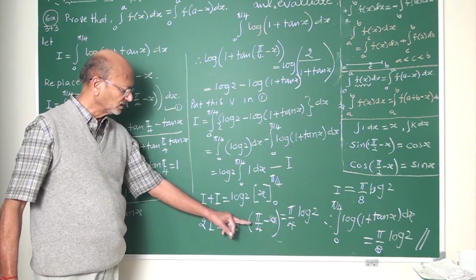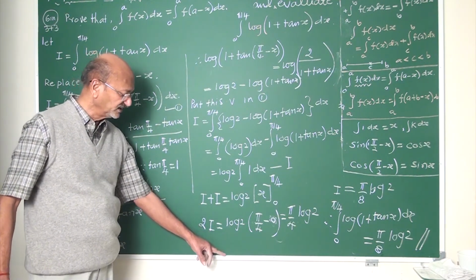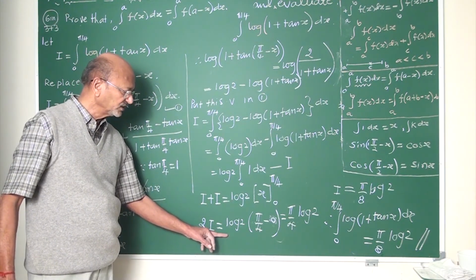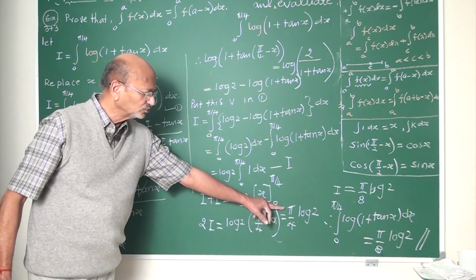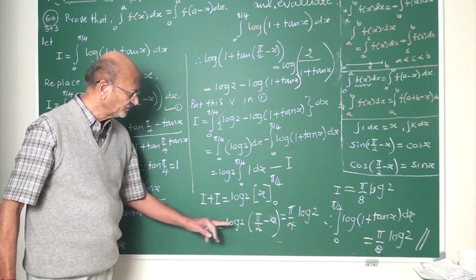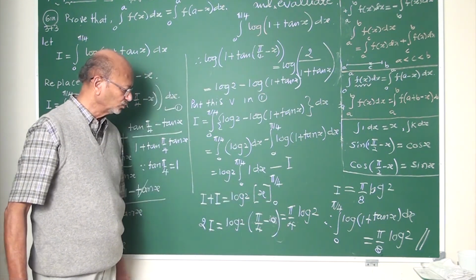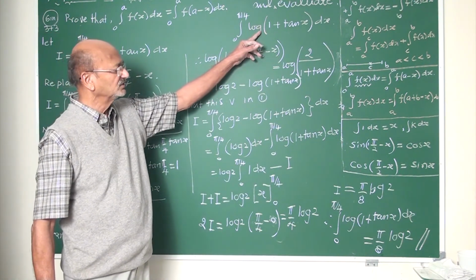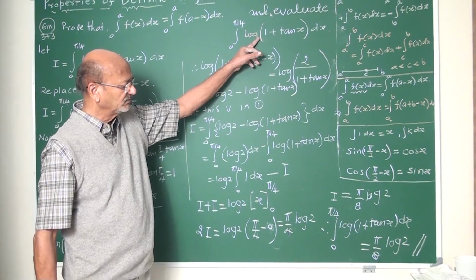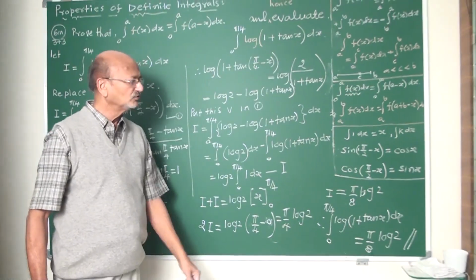Upper minus lower, pi by 4 into log 2 is 2I. Sometimes we cut here itself, as I have made a mistake with one example. So it is 2I, my friends. So solve for I. I is pi by 4 upon 2, which is pi by 8, into log 2. So that I is nothing but the given integral, my friends. Therefore, the value of this given integral is pi by 8 into log 2.